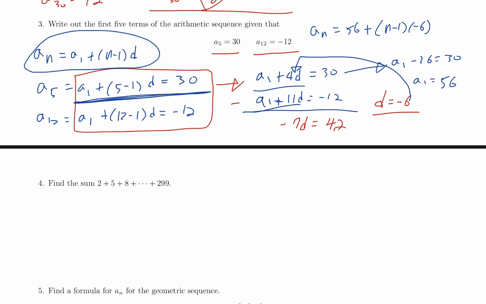Let me simplify this. We have 56 minus 6n plus 6 equals 62 minus 6n. So this is the equation, the formula for the sequence. So yeah, the first 5 terms you can find, right? Just plug in 1, 2, 3, 4, 5. But the main idea of this problem is coming up with this equation. If you think of a function, we have 2 points: 5, 30, and 12, negative 12, and that's what we did here using the arithmetic sequence formula.